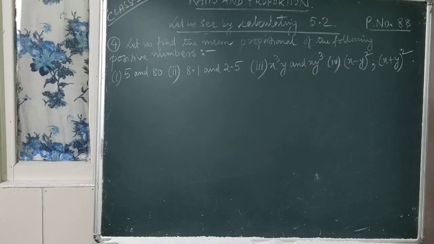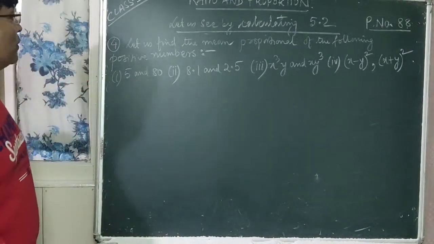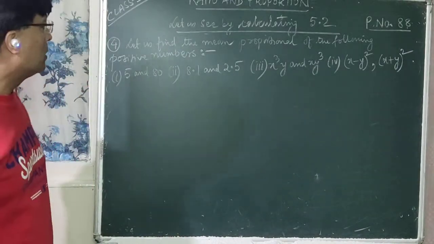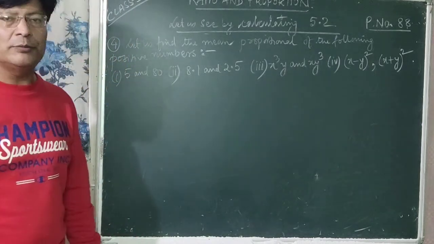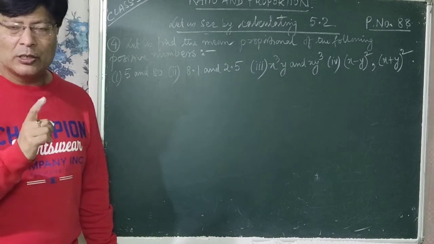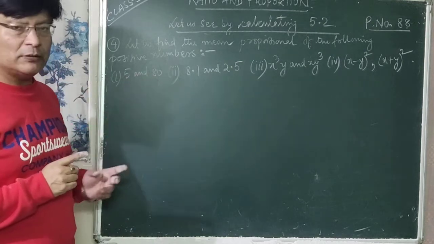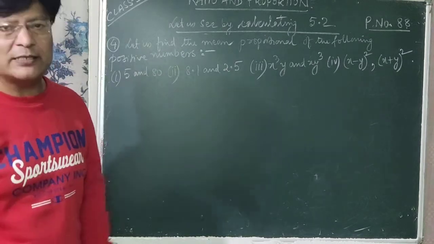So now we will do question number 4. Let us find the mean proportional of the following positive numbers. Mean proportional means the middle term. That is, these two terms are given. You have to find out the middle term of 5 and 80. You should find out the second term here.